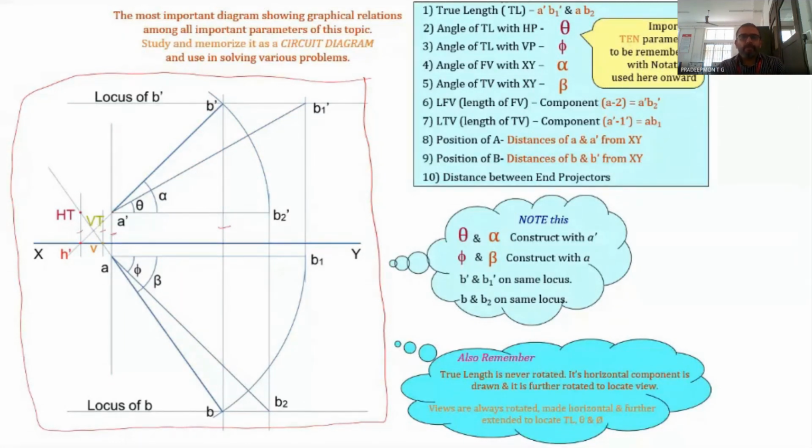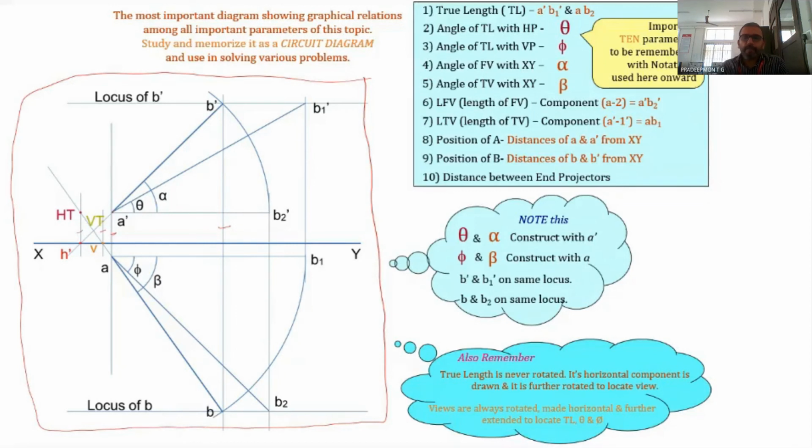Another condition that you have to remember is that H dash, VT, A dash and B dash will be on the same line. HT, V, A and B are also on the same line. So these sorts of things, the geometry of this figure, you must remember.